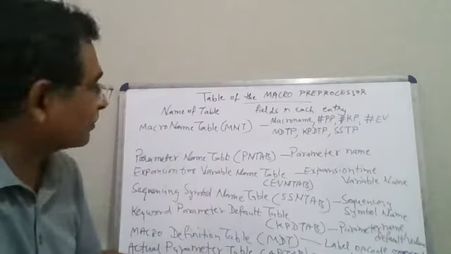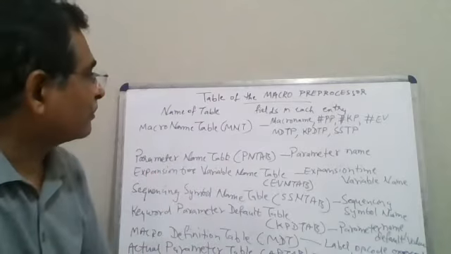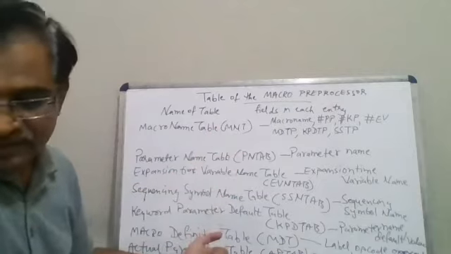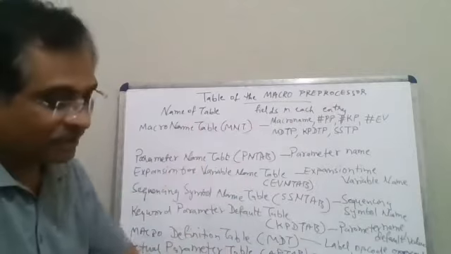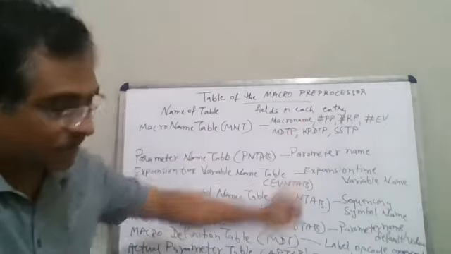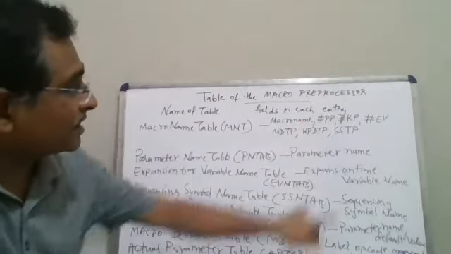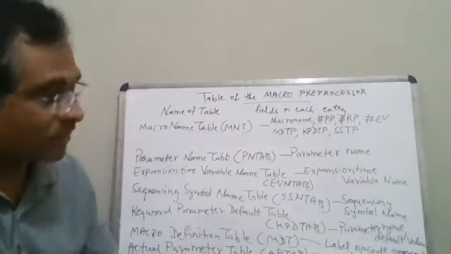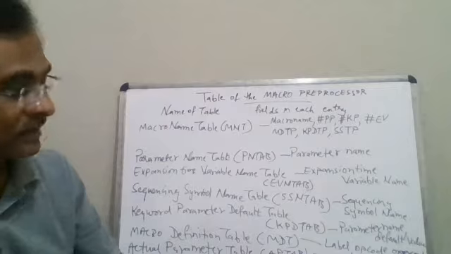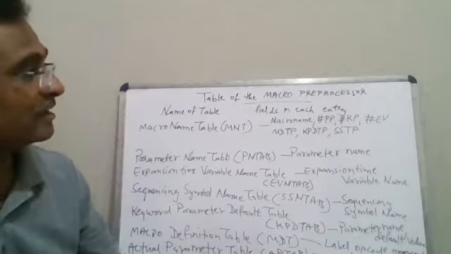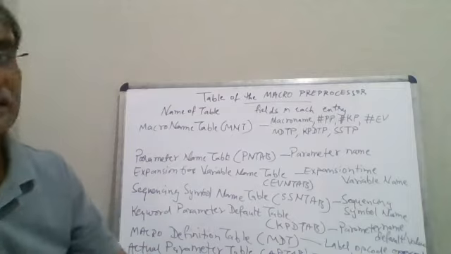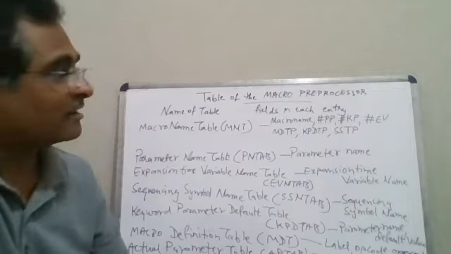MNT is the macro name table, and all the names of the macros would be present inside this data structure. Along with that, there would be various fields. So the name of the table is MNT, and the macro name would be there. Along with that, there are three parameters which are going to have numbers: the number of positional parameters inside the macro, then the number of keyword parameters inside the macro, and the number of expansion time variables inside the macro. So EV is expansion variable.